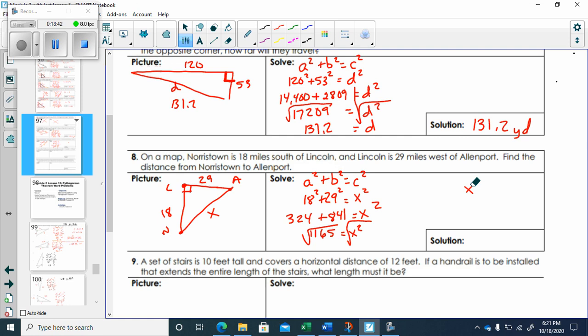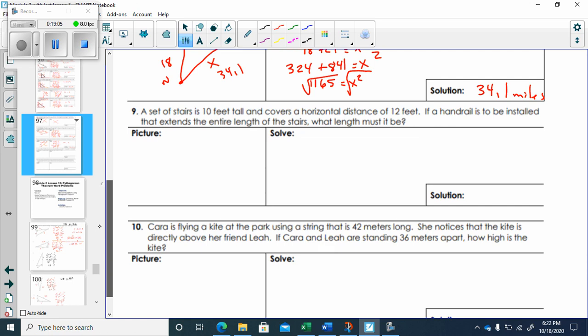square root of 1,165, and you've got 34.1, okay? Would that make sense? The long side is always across from the right angle, the hypotenuse. That's 18 and 29 for the two legs, 34.1, that would make sense. 34.1 miles, okay?